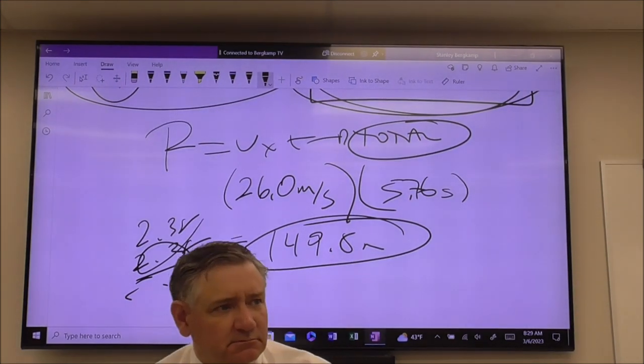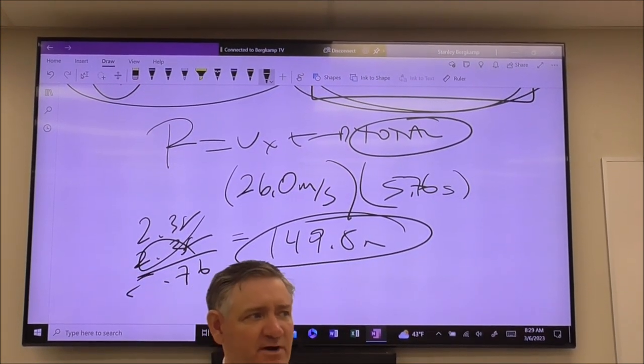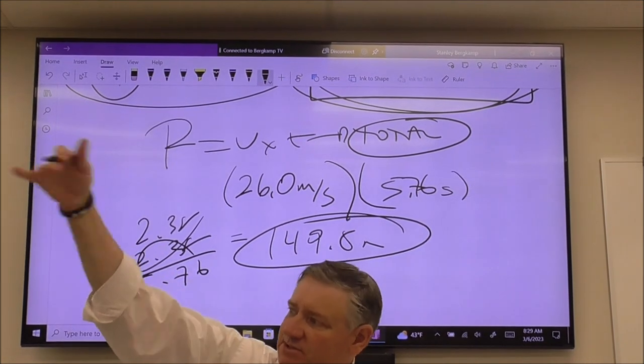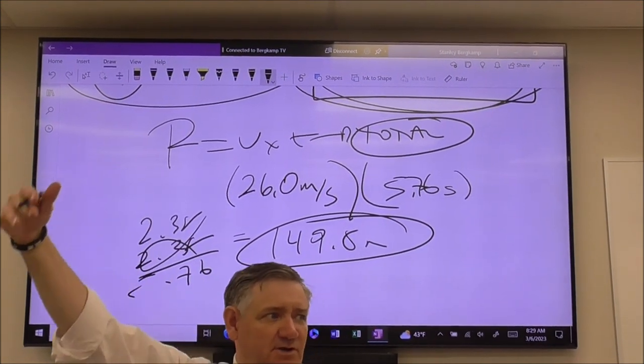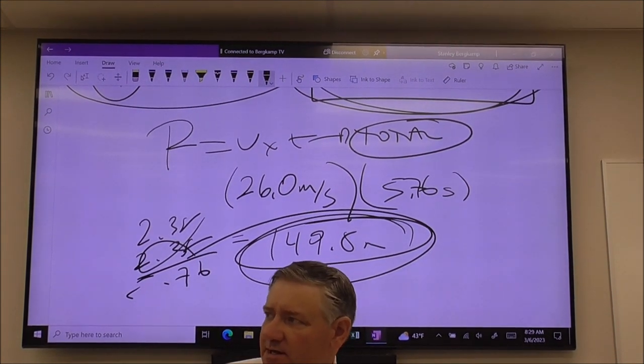That's a decent shot, okay? That'd be like a football field and a half, right? Football field is about 100 meters, okay? That'd be a pretty decent distance to hit a ball, about 150 meters. Okay, got it, good, Grant?